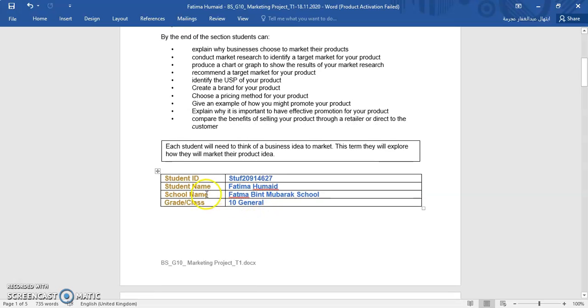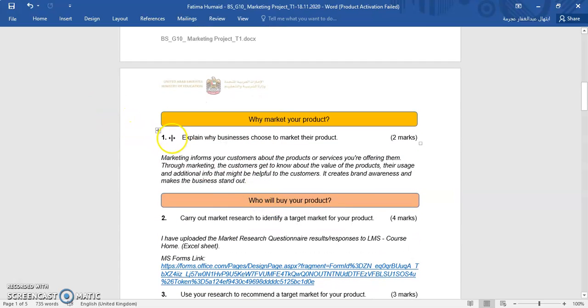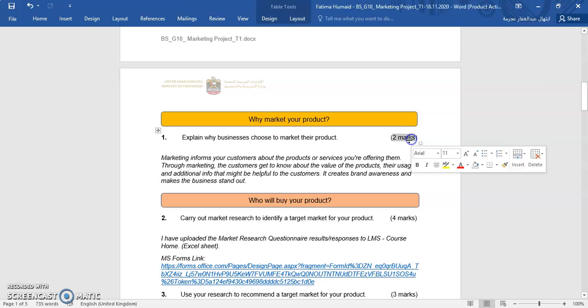The students have to write their student ID, student name, school name, grade or class. After that, they have question number 1, which is: explain why businesses choose to market their product. An answer can be: marketing informs your customers about the products or services you are offering them. Through marketing, the customers get to know about the value of the products, their usage, and additional information that might be helpful to the customers. It creates brand awareness and makes the business stand out. As you can see, the score of this question is 2 marks.